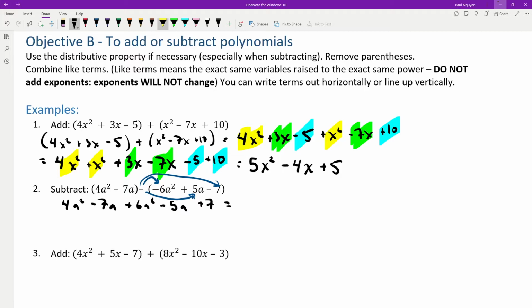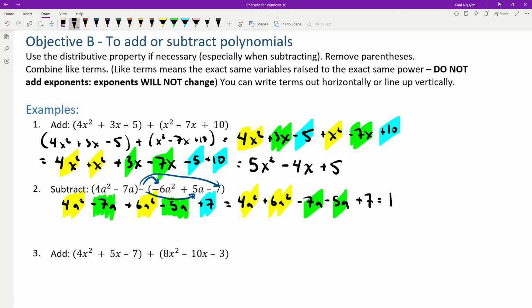Okay, let's identify things with the same power. The highest degree term is 2. So here we have something squared as well as this. That gives us 4a squared plus 6a squared. Then we have negative 7a minus 5a. And finally, the only constant we have is this here, plus 7. I now combine my like terms. 4 of something plus 6 of something is 10 of that something. Negative 7 minus 5 is going to be negative 12a. And then finally that plus 7.